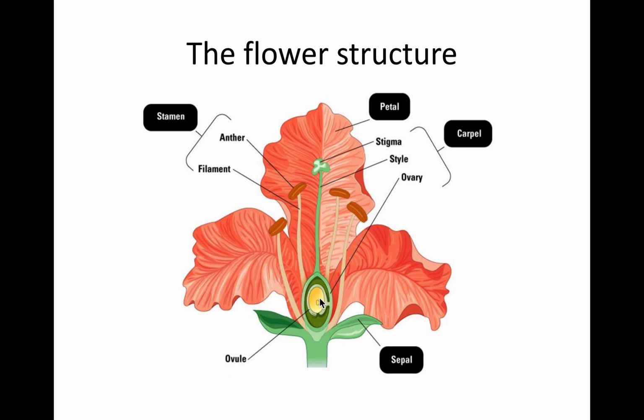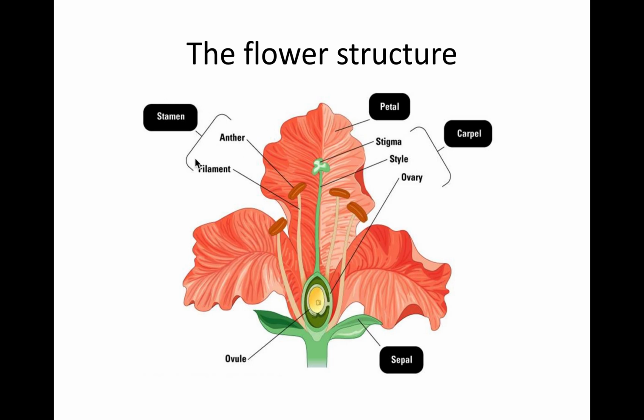This is where eggs are going to be forming in the sense of a female plant, or when we think of a female human, ovaries, right? This is called a style, and this is the stigma. So this is where pollen needs to enter and come down into this tube, into the ovaries. And these are the petals of the plant here.